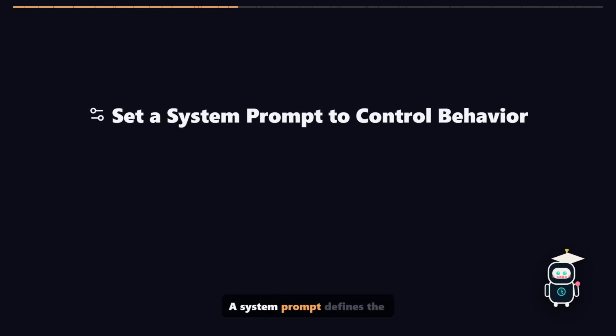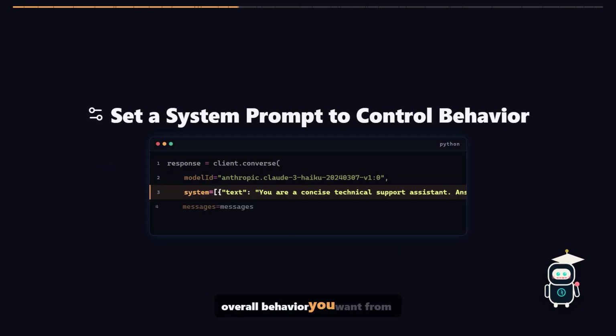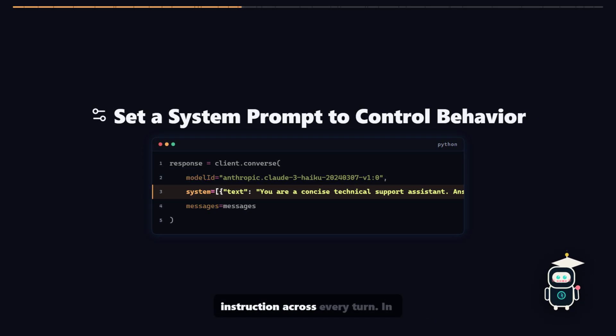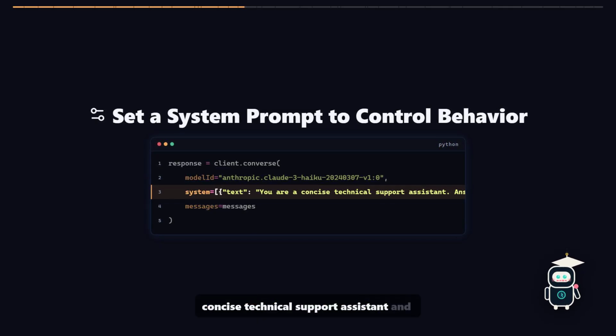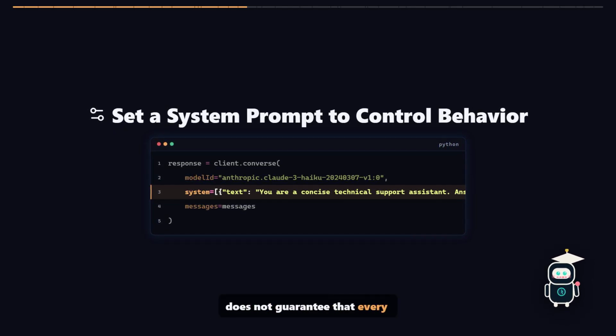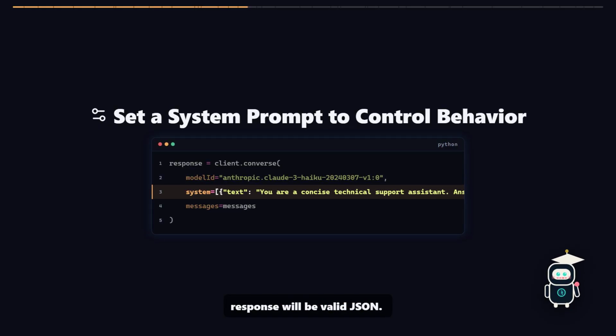A system prompt defines the overall behavior you want from the model. You pass it separately from the conversation messages so it remains a consistent instruction across every turn. In this example, we tell the model to act as a concise technical support assistant and return its response in JSON format. However, asking for JSON does not guarantee that every response will be valid JSON.